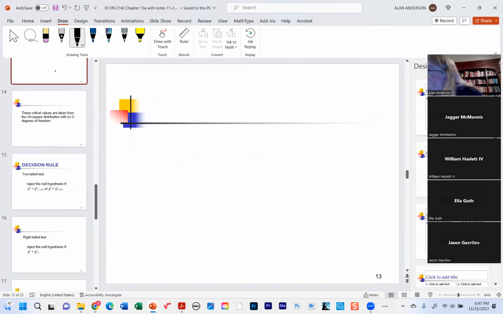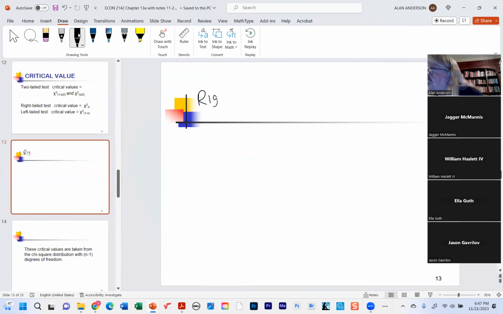All right, so for this first, we're going to start with the right-tailed test, just because it's the simplest case. And then we'll work our way up to the more complicated ones.